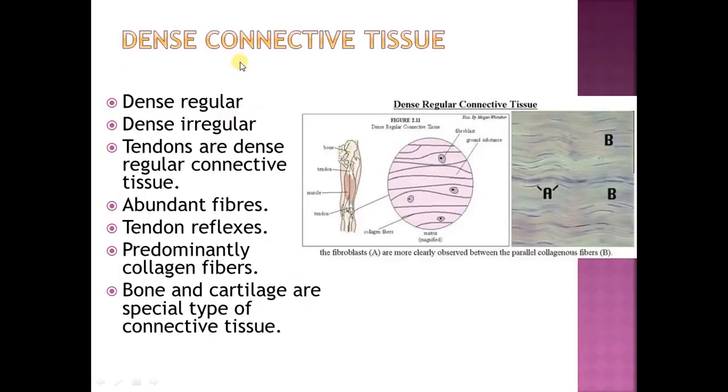Dense connective tissue again is of two types, dense regular and dense irregular. Dense regular, you can see the fibers are very much densely packed and they are uniform, running parallel to one another. They don't crisscross or run in other directions. So an example of dense regular connective tissue is the tendons. So you see the collagen fibers and you also see the fibroblasts, the cells of the connective tissue. So mainly in tendons you see the collagen fibers, so that means they are not very much elastic in nature.